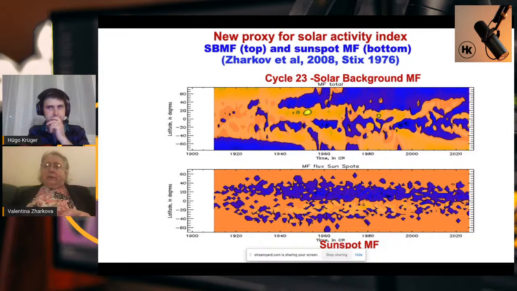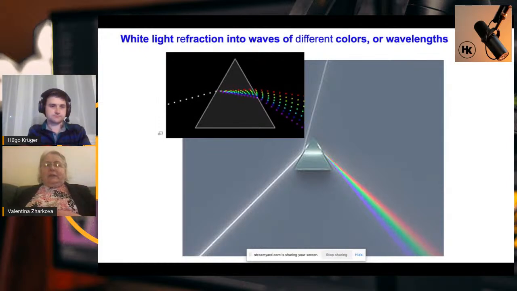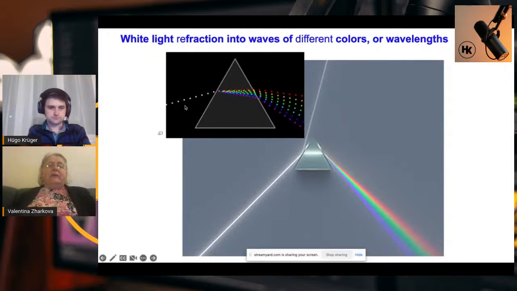modulated by background field, why don't we look at the background magnetic field? This is how we arrived at doing this principal component analysis. So when we look at magnetic field, we discovered the curve like in the white light. We discovered many different components and we couldn't understand what we got. And then we thought how we can separate these components.